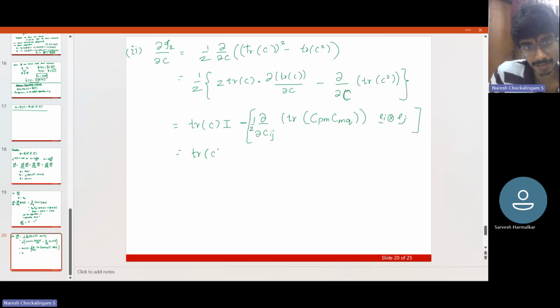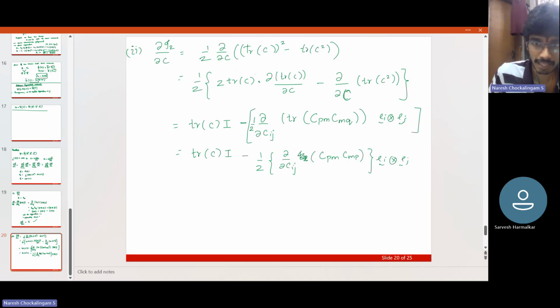So therefore, this result is trace of C times I minus half of, I use the chain rule. Now all the differentiations are with respect to a scalar Cij. So it is ∂ by ∂Cij of, what is this? This is the pqth component of C square. Trace of C is just contract P and Q, so trace will just contract and return a scalar. So we get ∂ by ∂Cij of CPM CMP, Ei tensor Ej.